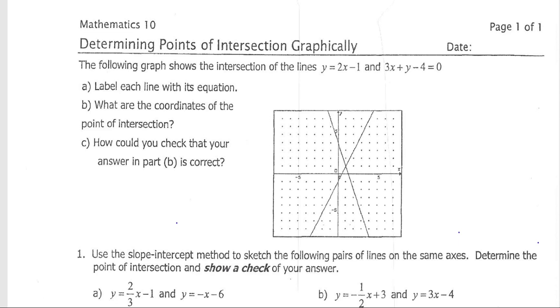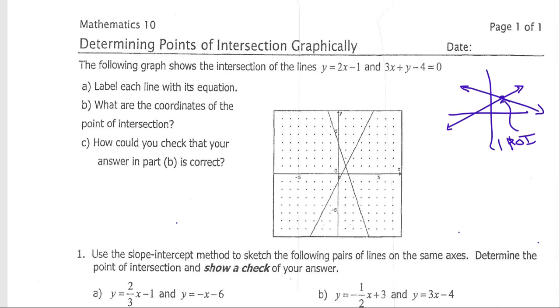So just going to remind you what a linear system is. A linear system is when you have two lines happening at the same time. Usually when you have two lines happening at the same time, they're going to cross at a point. And that point is called the point of intersection, or POI. These two lines are crossing at one point of intersection.